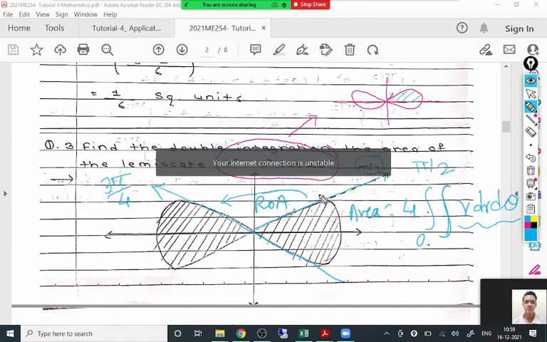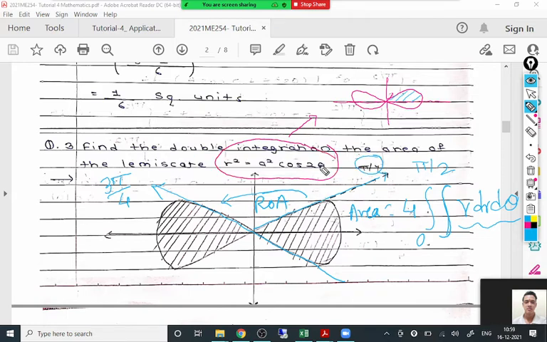You can cross check by replacing theta by pi by 2. If we replace theta by pi by 2, what is cos 2 theta then? What is the value of cos 2 theta for pi by 2? It becomes cos pi, and cos pi is minus 1. So r square becomes minus a square. That means r is imaginary. r is the square root of minus a square, that is imaginary. So there is no curve.